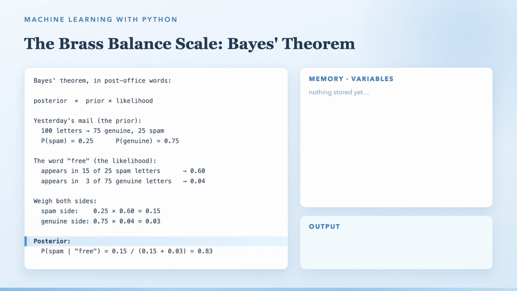Now we weigh both sides. Spam side, 0.25 times 0.60, equals 0.15. Genuine side, 0.75 times 0.04, equals 0.03. Divide, 0.15 over the total, and the posterior is 0.83.